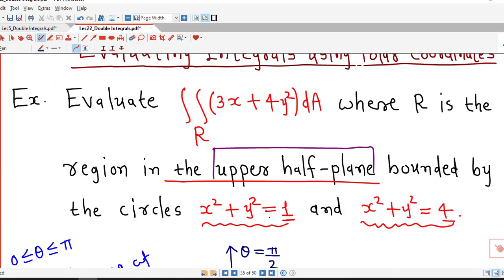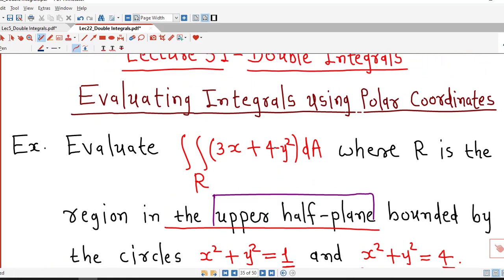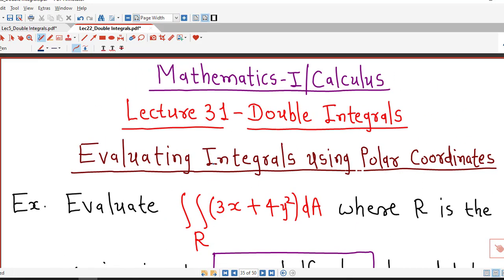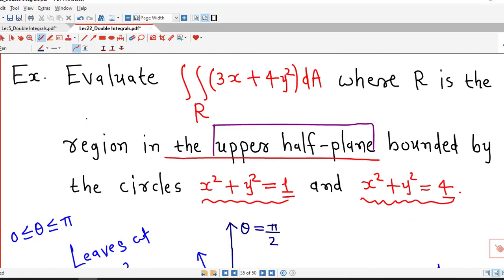Okay, so in this way we can use polar coordinates to evaluate Cartesian integrals easily. We just have to transform the Cartesian integral into a polar integral. And one observation is, whenever we have this type of terms in the function or in the given curves, it is better to transform the given integral into a polar integral so that it is easy to evaluate. So this is all about today's session.